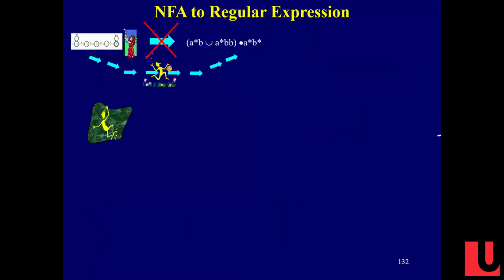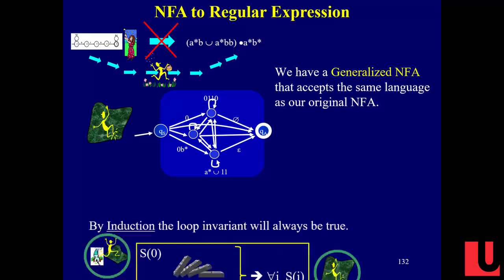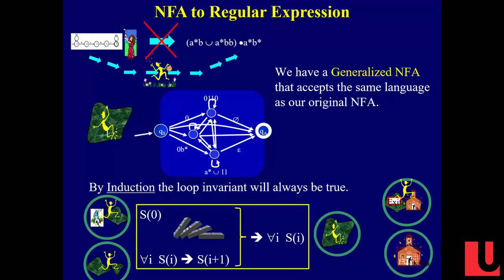Right? All right, so what we're going to say is we're going to start with an NFA like this. We're going to start with an NFA. And what we're going to do as we move along is we're going to have a generalized NFA that does the same thing. All right? So all we have to do is say, how do we establish the loop invariant? How do we maintain the loop invariant? Right? And how do we get the post-condition from the loop invariant and the exit condition?